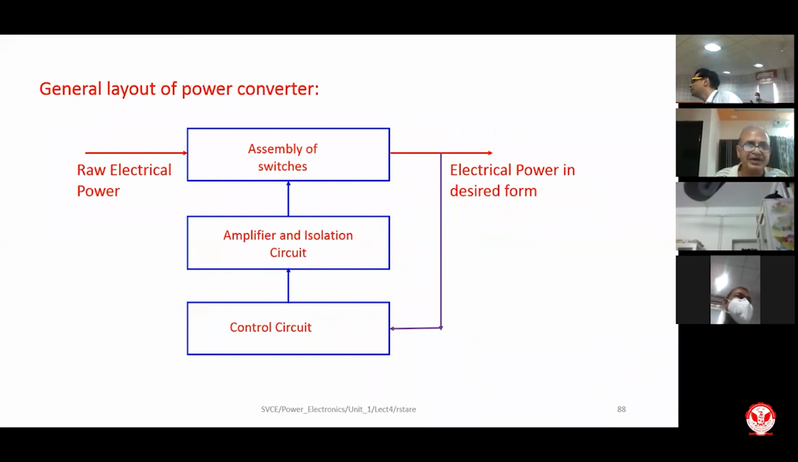Here, I'm trying to show how the drivers are used in power converters. So you will see raw electrical power is fed to an assembly of switches. These are being controlled with the help of amplifiers and isolation circuit, which is a must now. I have to isolate the control circuit from the assembly of switches.